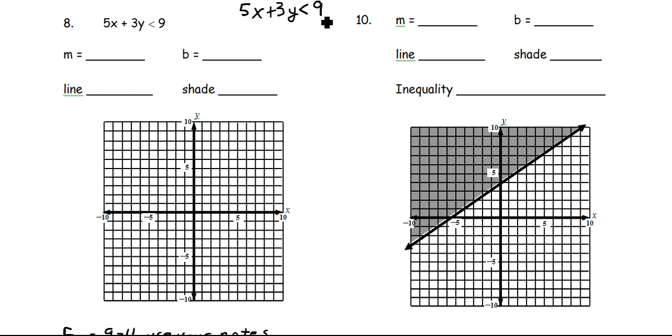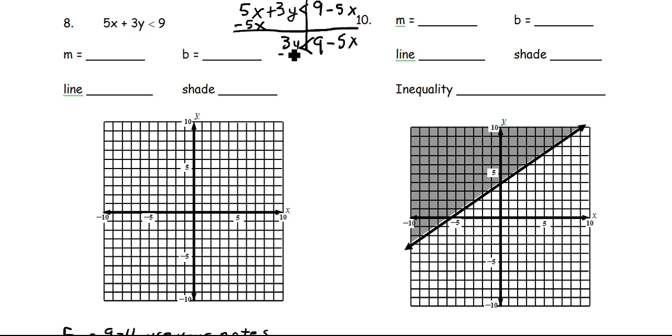Remember our two steps. Move the term that is on the same side as y. I'm going to draw that line so you see what I'm talking about. It's on the left side of the line. And now I have 3y is less than 9 minus 5x. Second step, divide by the coefficient of y. That's 3.